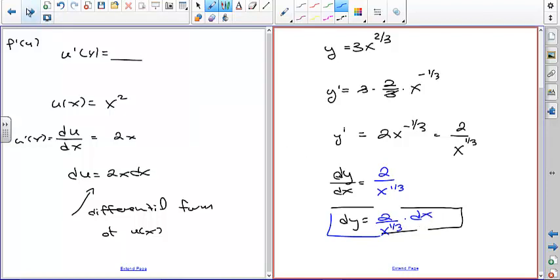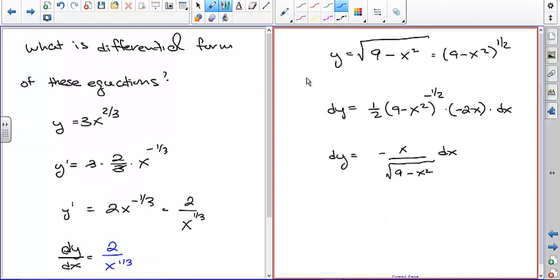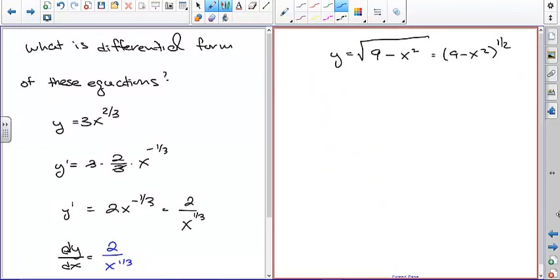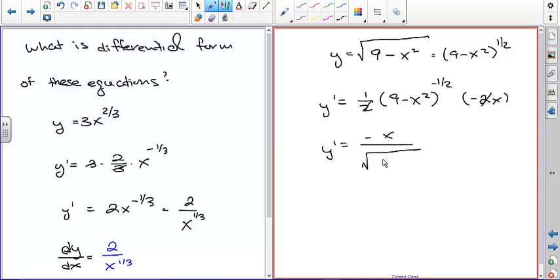So let's just do one more. Let's say we have this function, and they ask, what is the differential form of that function? Well, all you have to do is take the derivative, y prime, which is going to be 1/2 times 9 minus x squared to the minus 1/2 power times negative 2x. And then we clean it up a little bit. So you get y prime is equal to negative x divided by the square root of 9 minus x squared. We did that just a minute ago.